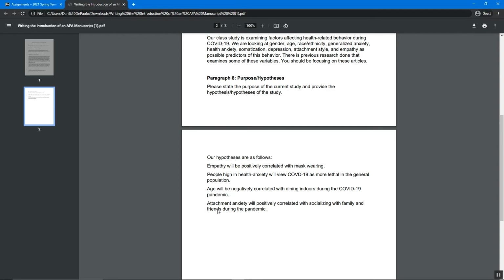And finally, attachment anxiety will positively correlate with socializing with family and friends during the pandemic. So if you have attachment anxiety, you're afraid of being abandoned. You're afraid that people will reject you. In relationships, you tend to be clingy. So these people that are high in attachment anxiety probably do not like to be isolated. And so they're not going to stay home by themselves during the pandemic.